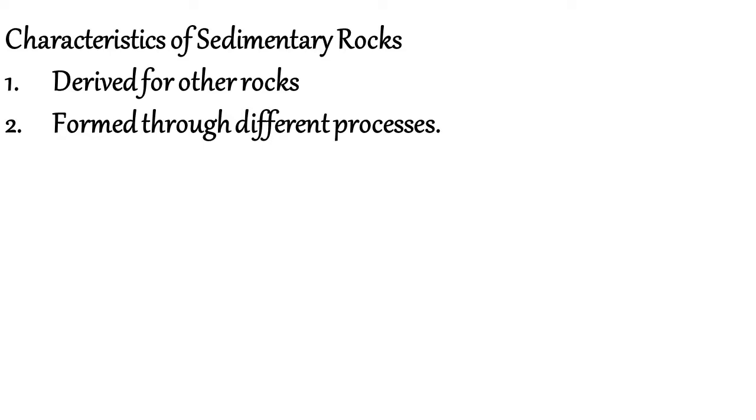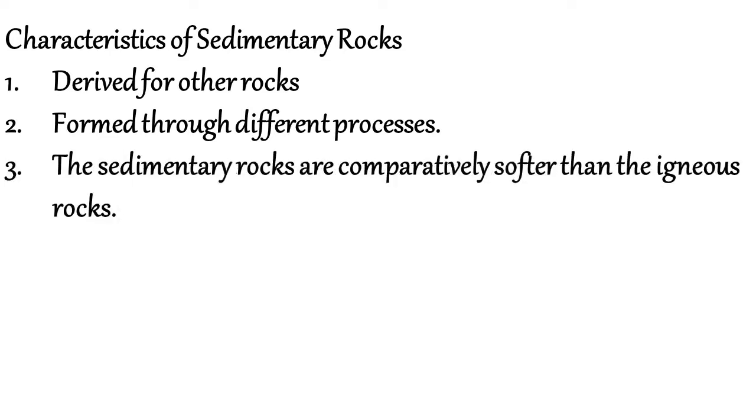The main characteristic features of sedimentary rocks are: they are derived from other rocks. That means the material of sedimentary rocks is derived from pre-existing rocks. Igneous rock is the most important source that forms sedimentary rocks. Sedimentary rocks are formed through different processes and are also classified on the basis of their formation. Sedimentary rocks are comparatively softer than the igneous rocks. It is because the sedimentary rocks contain layers and they are formed by deposition of sediments.